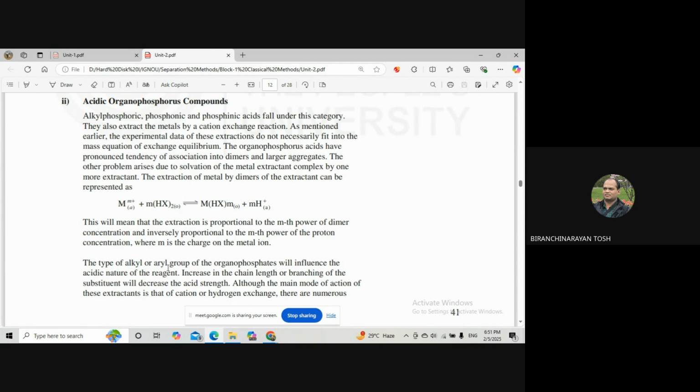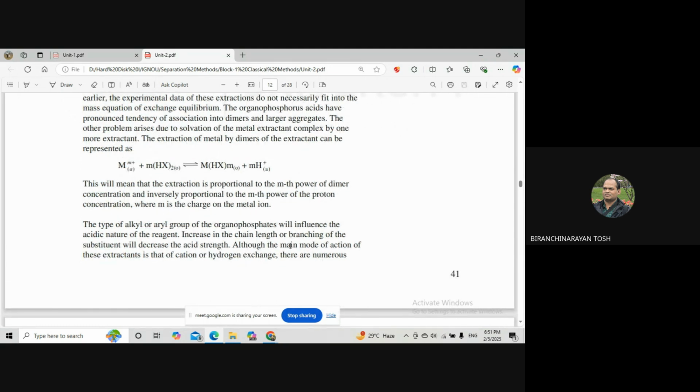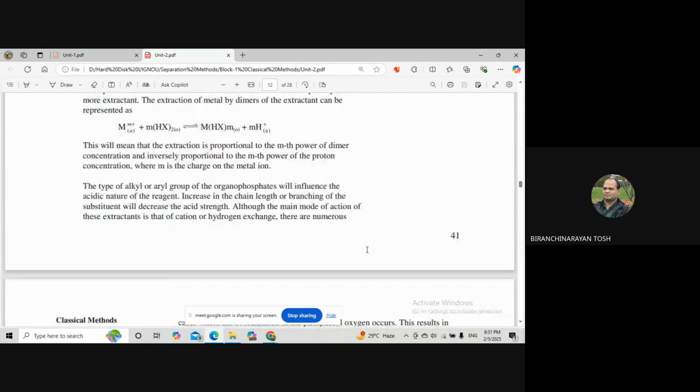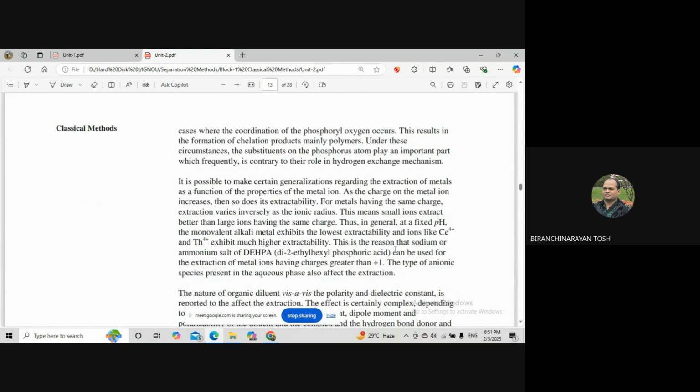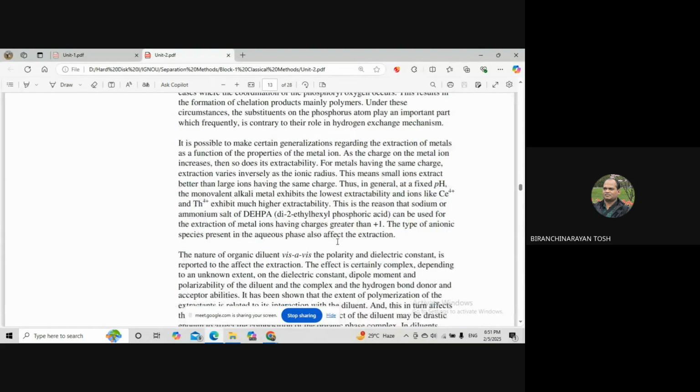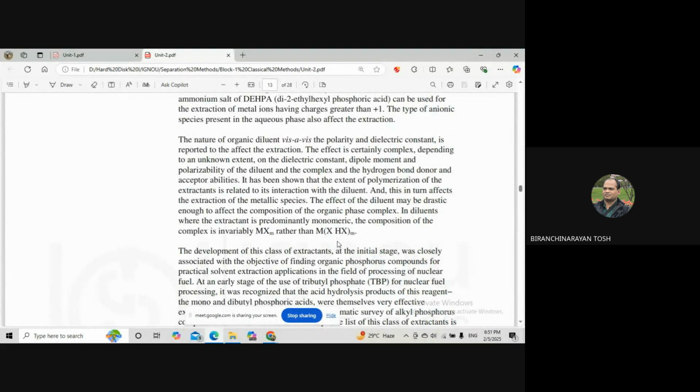The type of alkyl and aryl group of the organophosphates will influence the acidic nature of the reagent. Increase in the chain length or branching of the substituent will decrease the acidic strength, although the main mode of action of this extraction is cation or hydrogen exchange. There are numerous cases where the coordination of the phosphoryl oxygen also occurs. Some examples are there, where the acidic organophosphorus compounds can be used.